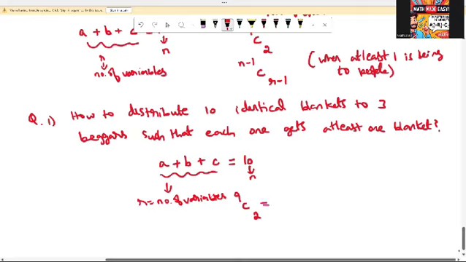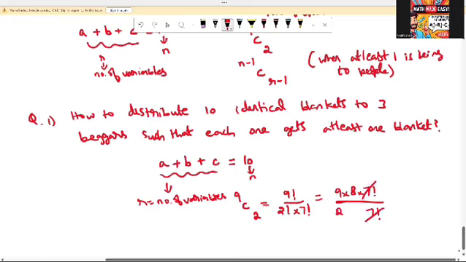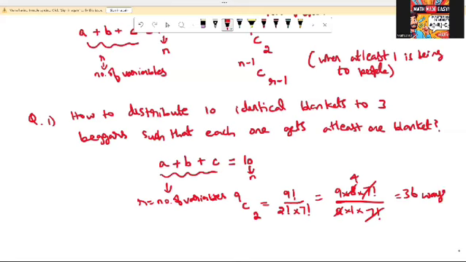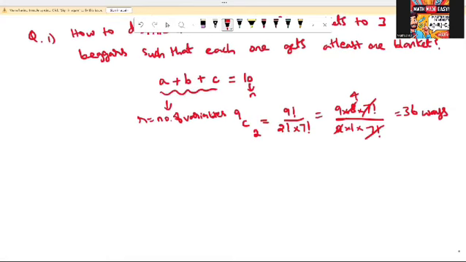So 9C2, by formula we know, is 9 factorial by 2 factorial into 7 factorial. If you open it up, 9 into 8 into 7 factorial divided by 7 factorial. 7 factorial gets cancelled off. 2 factorial is nothing but 2 into 1. So we get the answer as 36 ways we can distribute 10 identical blankets to 3 beggars such that each one gets at least one blanket. So that will be the answer for that question. Okay, we'll see one more question.